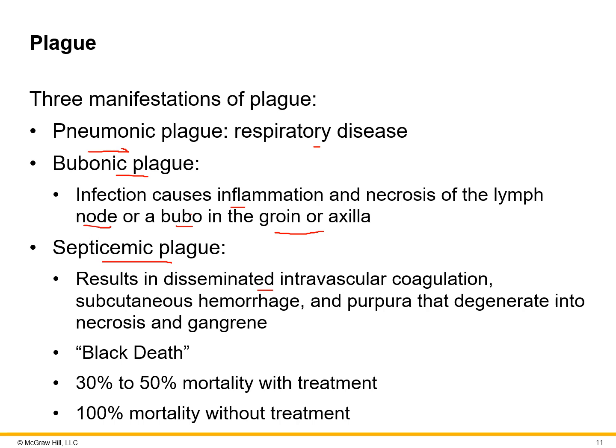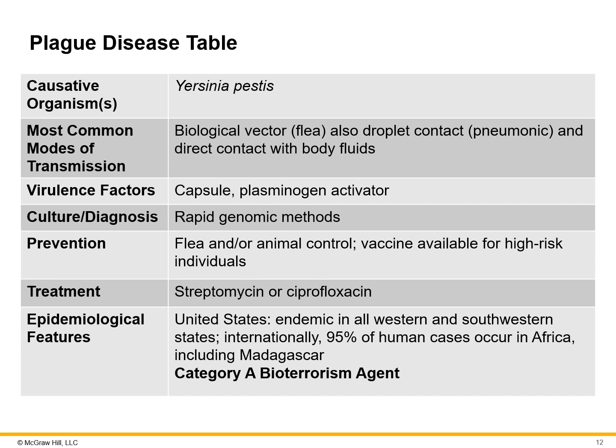This results in disseminated intravascular coagulation, so clotting, subcutaneous hemorrhaging. We also get these purpura that degenerate into necrosis and gangrene. So this is referred to as the Black Death. It does have a high mortality, even with treatment, and 100% mortality without it. It is caused by a bacteria called Yersinia pestis.